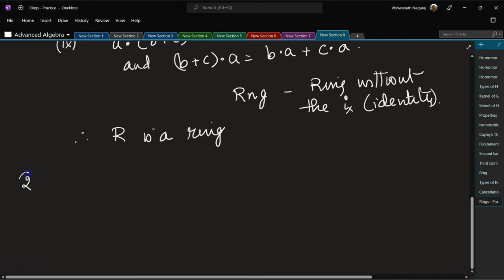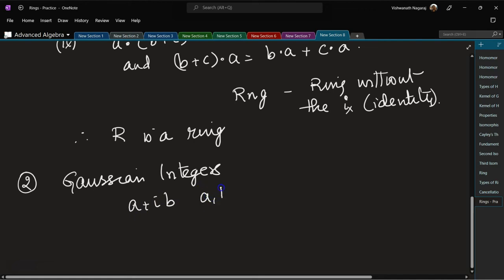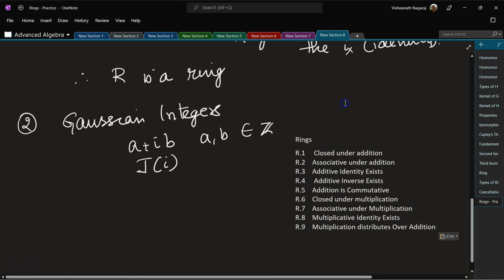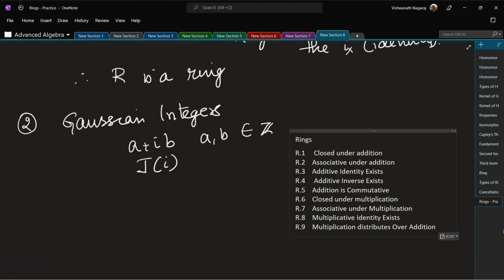Okay, let's look at the second one. Again, Gaussian integers. Okay, these are numbers which are of the form a plus ib, right? Where a and b belong to the set of integers. And in short, we can call it Z[i]. Okay, again, like before, let me copy paste this and we can use it as a reference point.